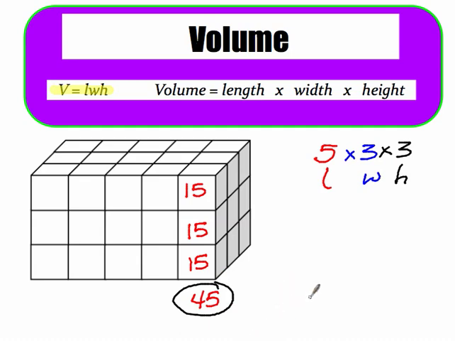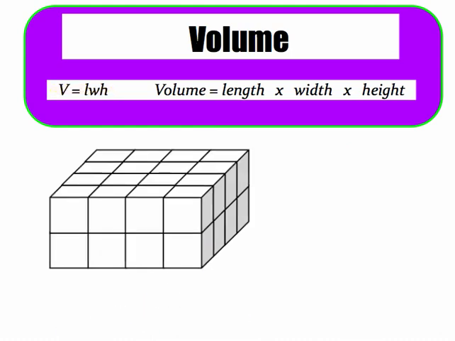One way to remember volume is V for volume. V rhymes with 3. So with volume, you're going to multiply all three numbers. So you've got 3, 3, and 5. You would multiply all three of those to get your volume.